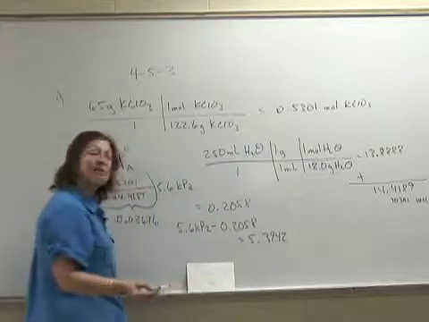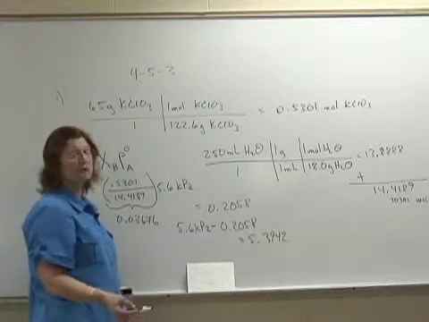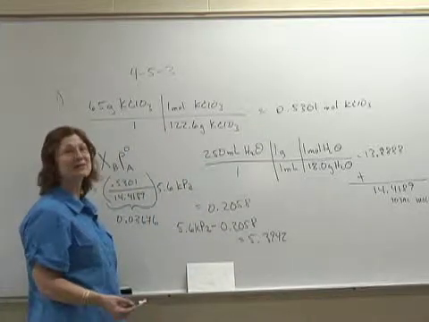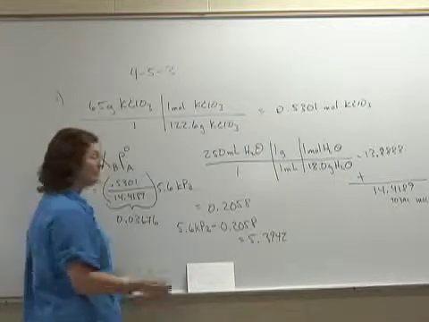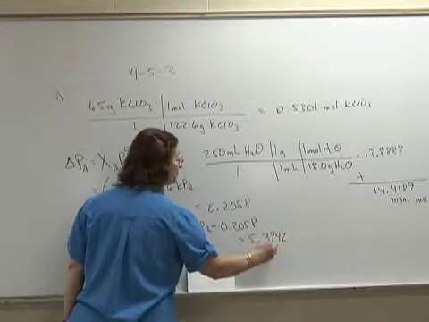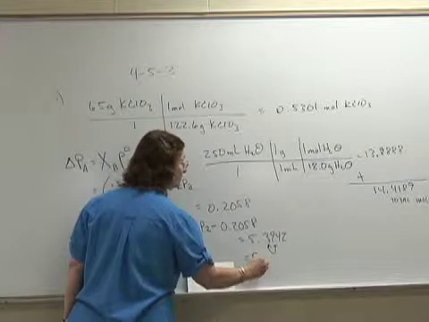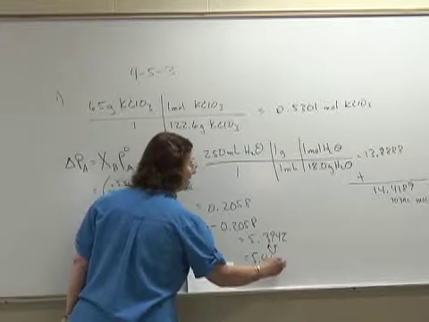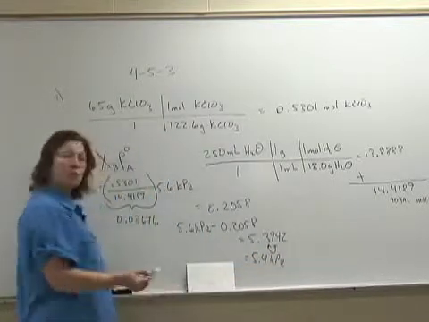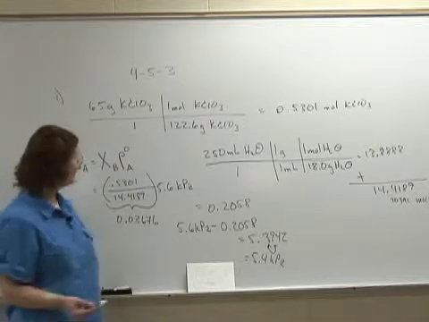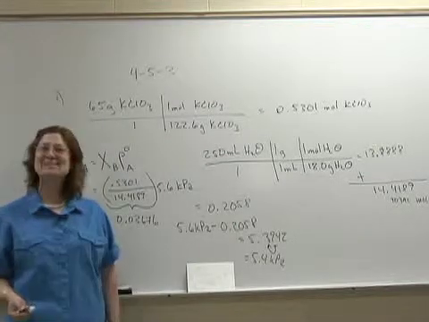5.3942. And then I go back to my original problem to determine how many significant digits should be in my answer. And I see it should be 2. And therefore the 9 rounds the 3 up, and I get 5.4 kPa for my solution. And that's how you do number 1.